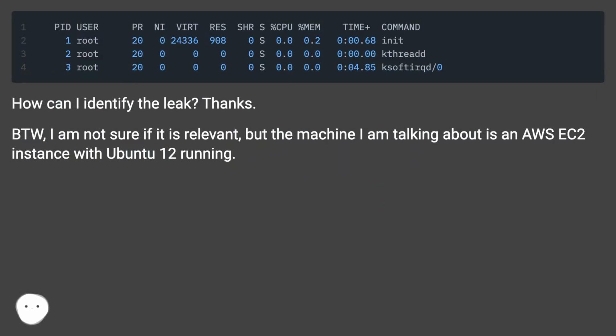Thanks. BTW, I am not sure if it is relevant, but the machine I am talking about is an AWS EC2 instance with Ubuntu 12 running.